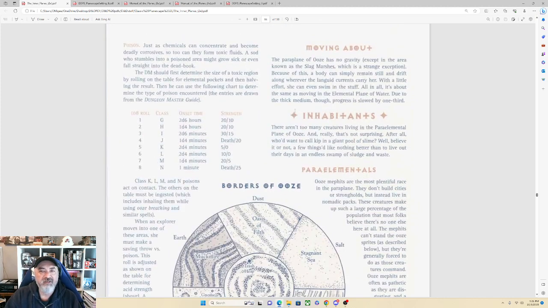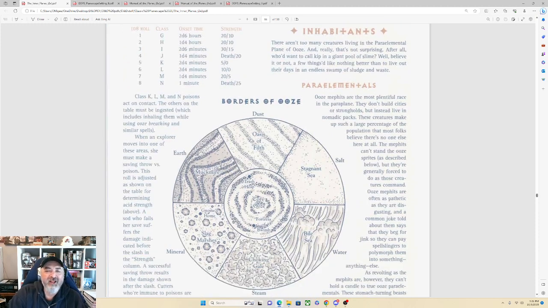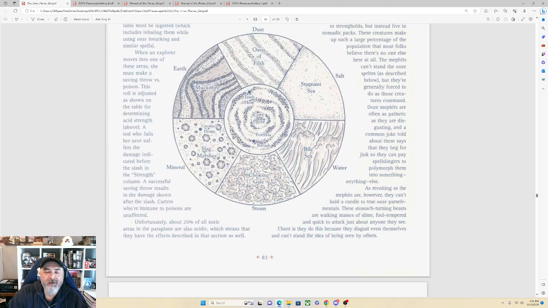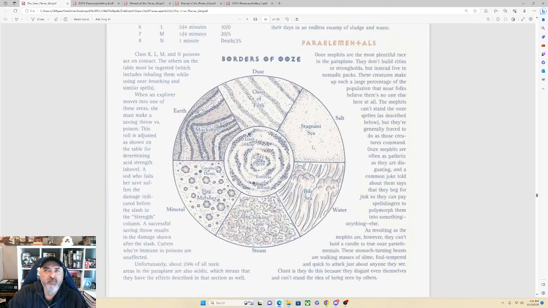Okay, so we've talked about it. Moving about, it has no gravity, except the slag marshes, which is a strange exception. You can remain still and drift along wherever the currents carry you, or with a little effort you can swim around, moving around like in the plane of water, but it's significantly slower. There aren't many creatures living here who'd want to be here. Para-elementals, ooze mephits are the most numerous, and obviously gelatinous cubes, gray oozes, green slimes, and so on. Anything of an oozy nature is going to have a lot of fun here. So go hog wild with that.